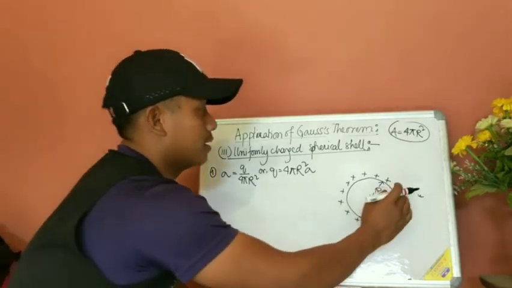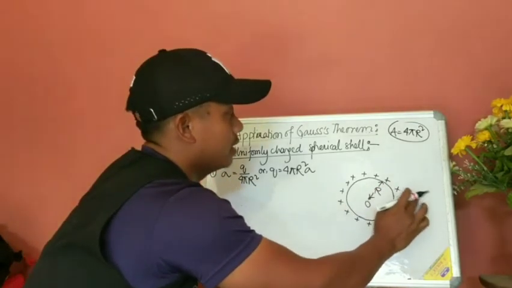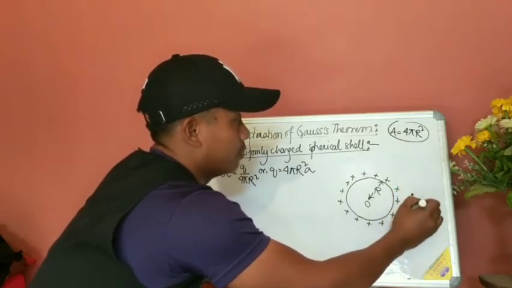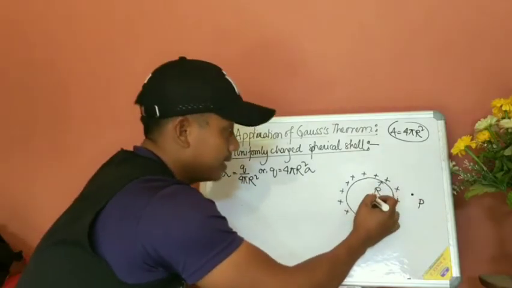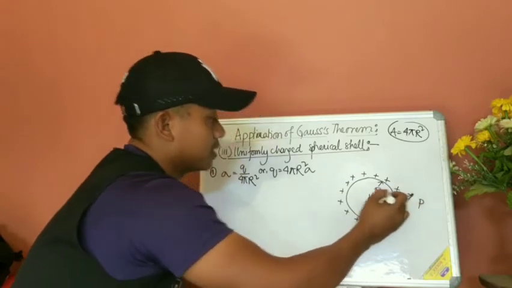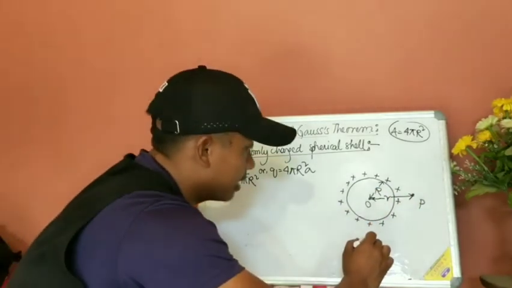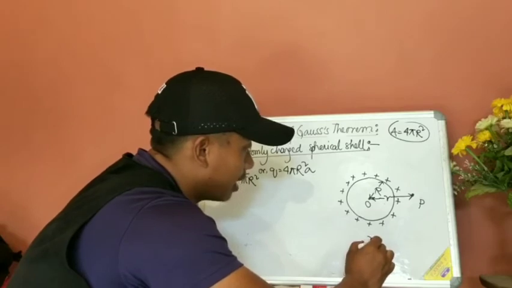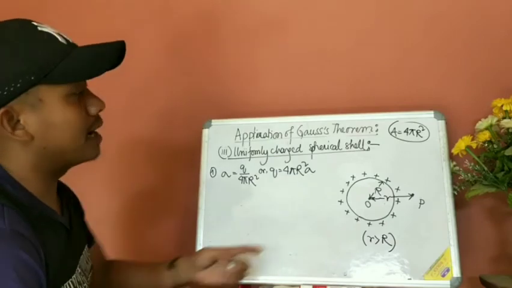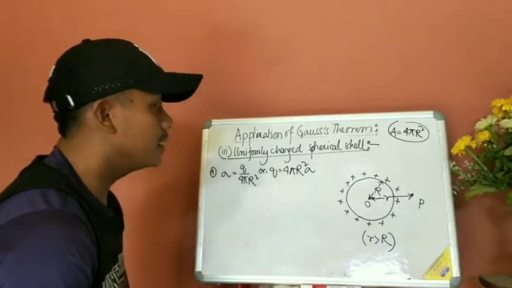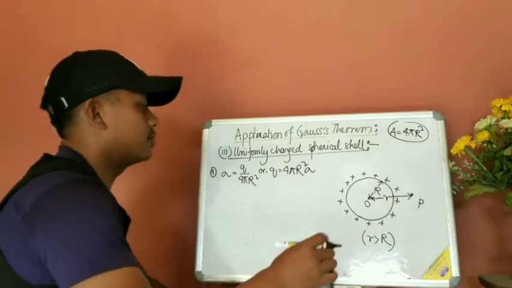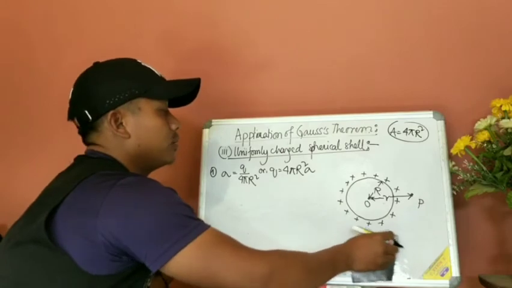So let us go with the first condition. Let us take the point of measurement to be outside the cell. Let us take the point P to be outside, and let the distance of the point P from the center be small r. Then small r will be greater than capital R. This shows that the point P lies outside the cell.